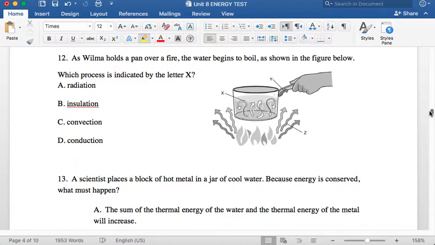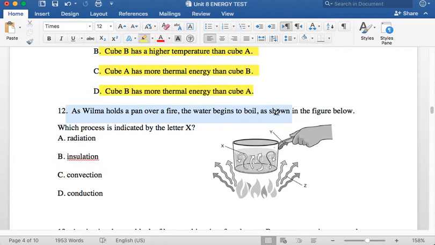Number 12. As Wilma holds a pan over a fire, the water begins to boil, as shown in the figure below. So here's a picture of the water boiling, and it's held over a fire. Which process is indicated by the letter X? So you're looking at X, which is right here inside the water, with those arrows. Is that A, radiation, B, insulation, C, convection, or D, conduction?